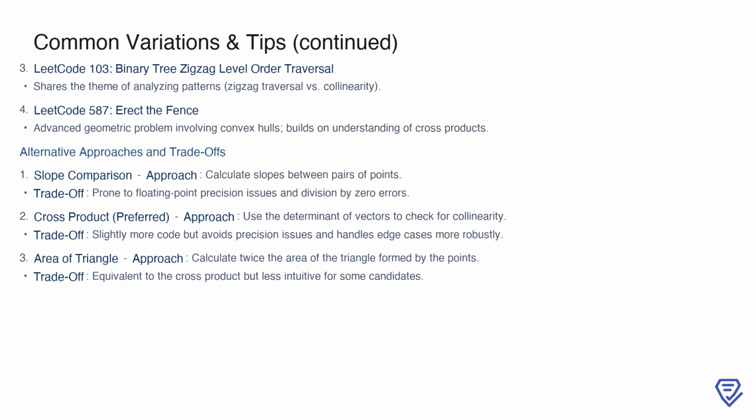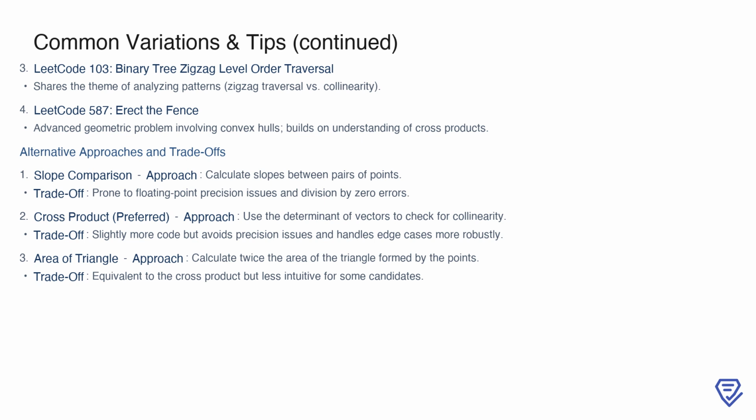For a more advanced challenge, LeetCode 587, Erect the Fence, introduces the concept of convex hulls and builds on the understanding of cross products. When comparing alternative approaches, slope comparison might seem straightforward since it involves calculating the slopes between point pairs. However, it is prone to floating point precision issues and division by zero errors, making it less reliable.